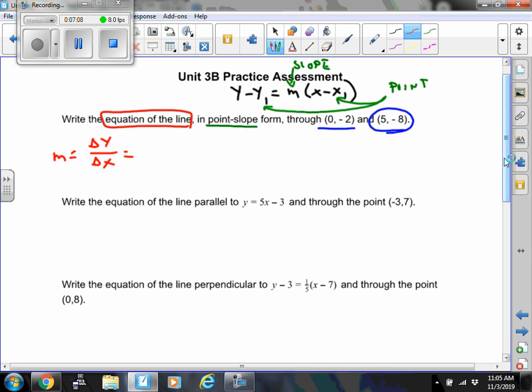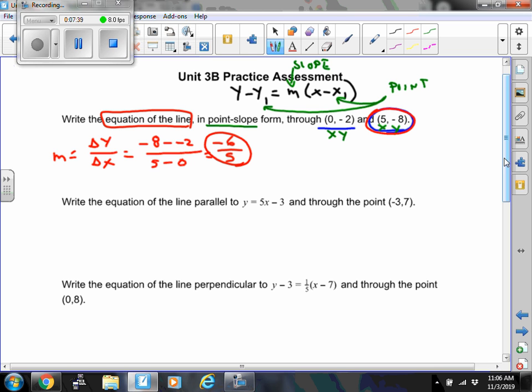Be careful again. Make sure you note it's x and y, x and y. So I'm going to take my 2 y's, -8, subtract the -2 over 5, take away 0. Again, don't lose your negatives. -8 plus 2 is -6 over 5. So I have slope. All I need to know is a point. I got my point.